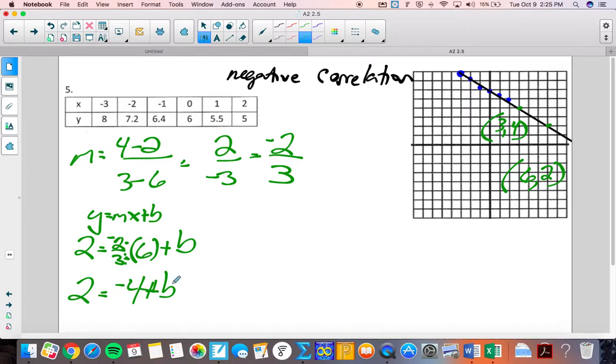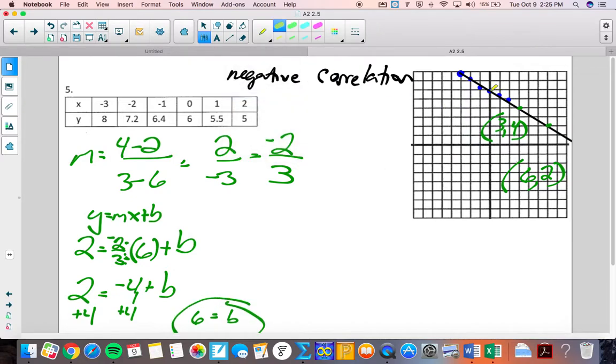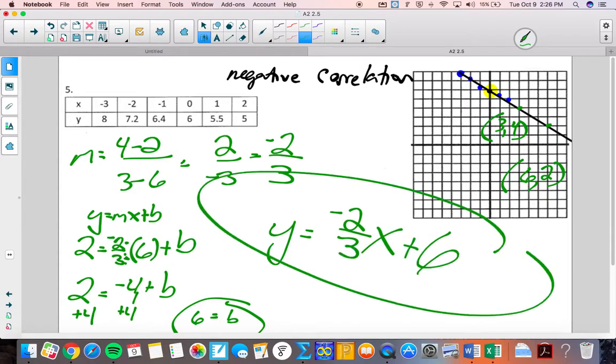And then, oh, that looks messy. And then solve for b. So we're going to have to add 4 and add 4. And b is 2 plus 4 is 6. And look! What is my y-intercept? It's 6. Oh, that is beautiful, isn't it? I mean, I'm sorry for sounding goofy with it, but it is cool, folks. So my slope is negative 2/3 multiplied by x. The y-intercept is 6. Hooray!